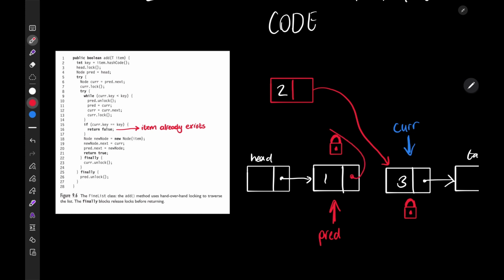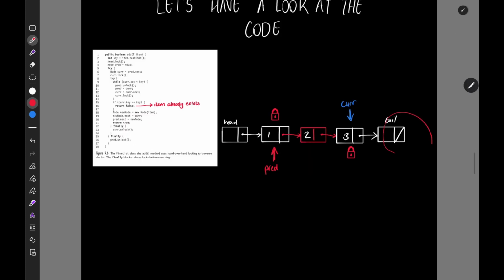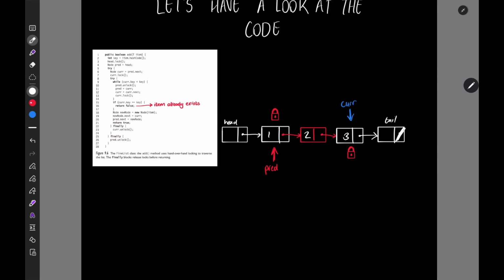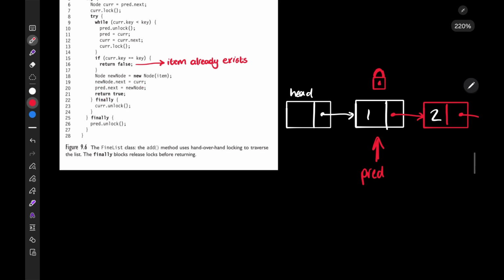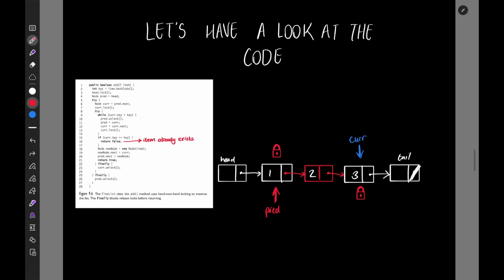Predecessor dot next is equal to new node. And let me just redraw this so that it's neater and so you can see how the linked list looks now. Okay, something I changed was I accidentally had this tail pointing to something, but it's just now there. But yeah, so I've redrawn the linked list after adding that, and then the function will return true, as it says over here, and then finally current will be unlocked, right? And then predecessor will be unlocked.